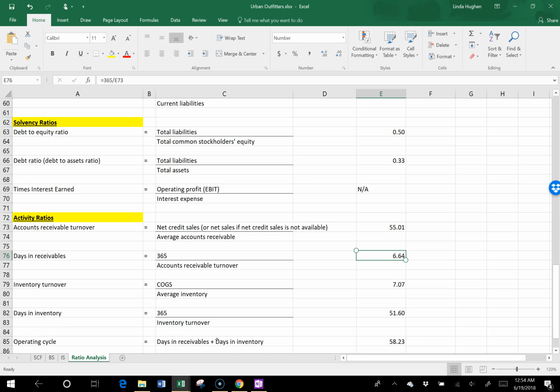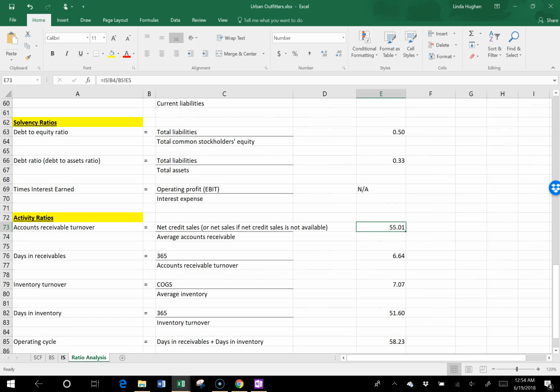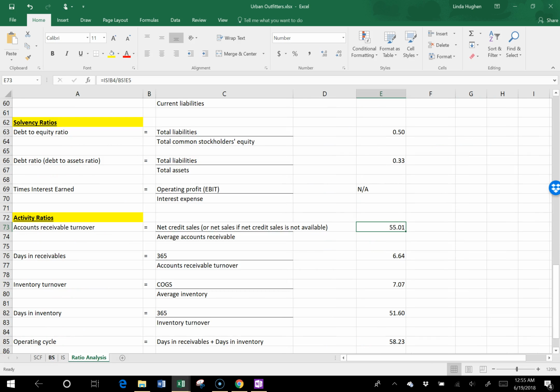We have here the accounts receivable turnover, net credit sales. This is going to come from the income statement. Remember, we're not given credit sales, so we just simply use our net sales number. And then we're going to divide that by average accounts receivable. You can see here on this balance sheet that I added in cell E5 a calculation of those average receivables to get accounts receivable turnover of 55.01.